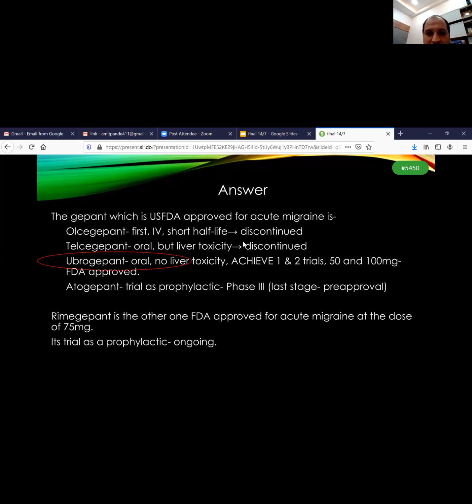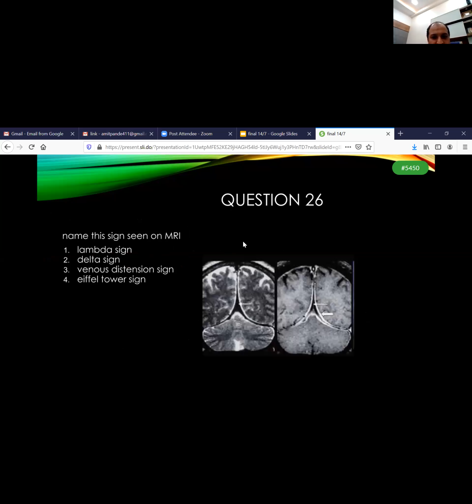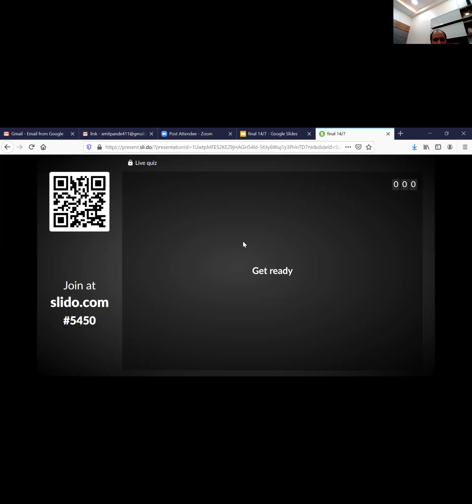Good. Gearing up for the last question of the day. Name this sign on the MRI. You can see this. Is it the lambda sign, the delta sign, the venous distension sign, or the Eiffel Tower sign? So name this sign on the MRI. Get ready on your Slido for the last question of this day.